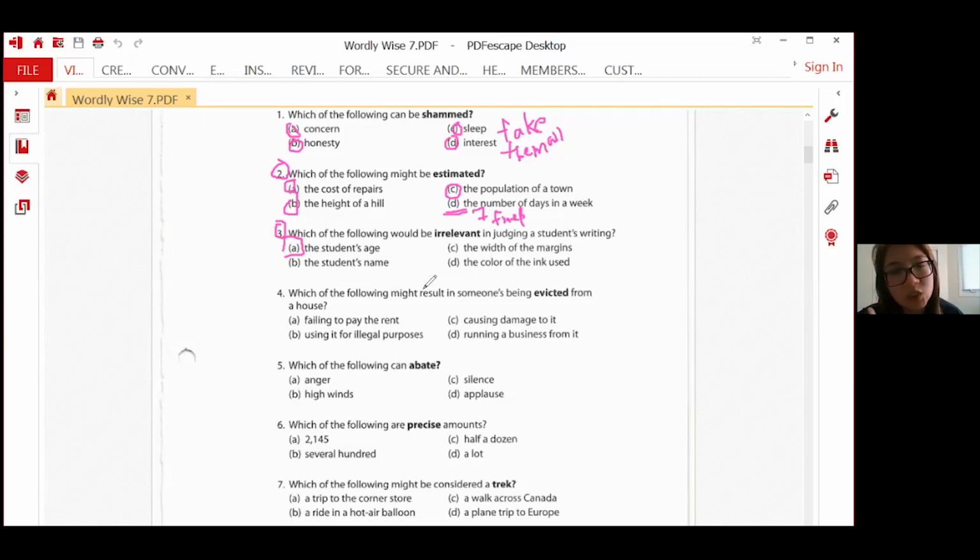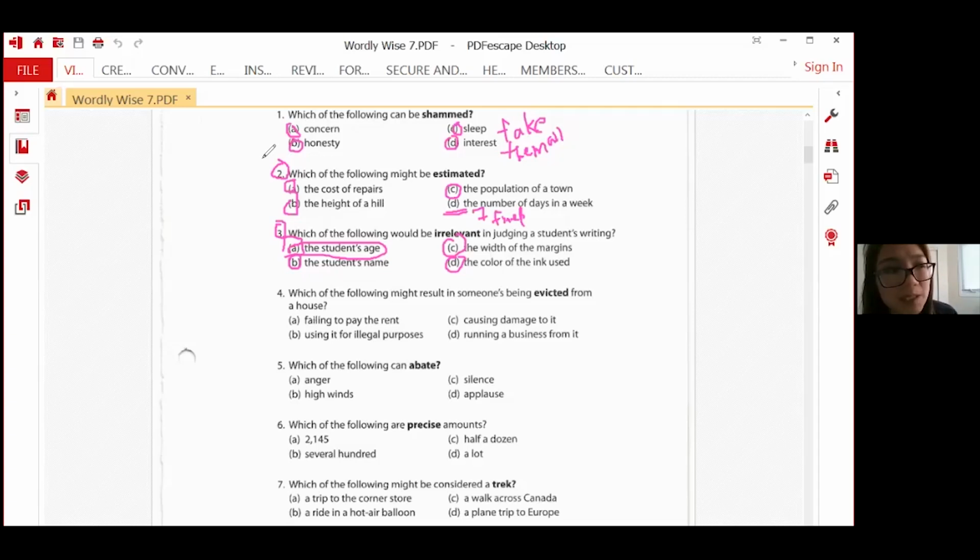That's the meaning, like which of the following would be irrelevant in judging? Oh, irrelevant. So this one is irrelevant. The student's name is irrelevant, but this is relevant, right? You have to see how old they are when you're writing. Compared to how old you are, a grade 4 student's writing won't be as good as a high school student's writing, right?